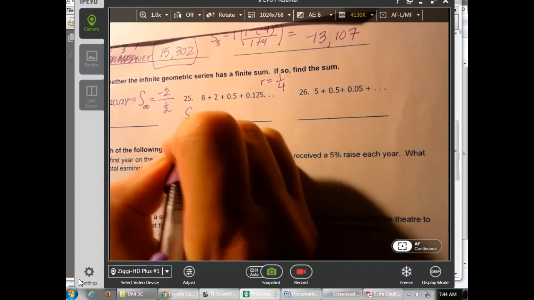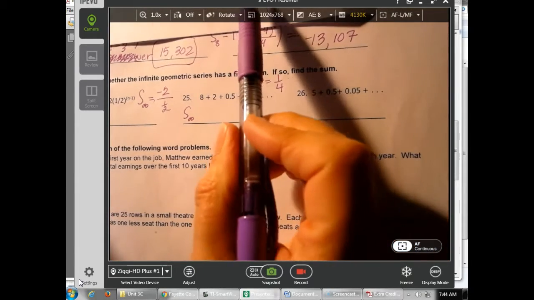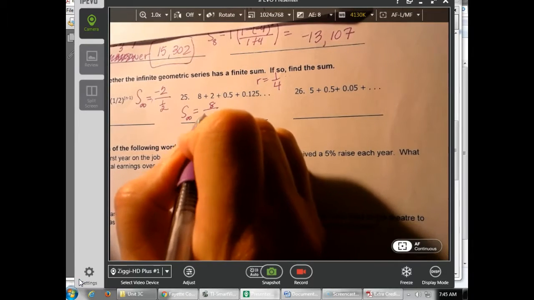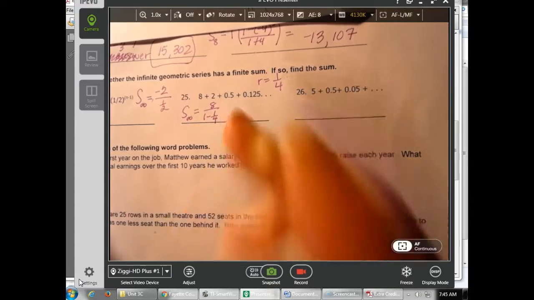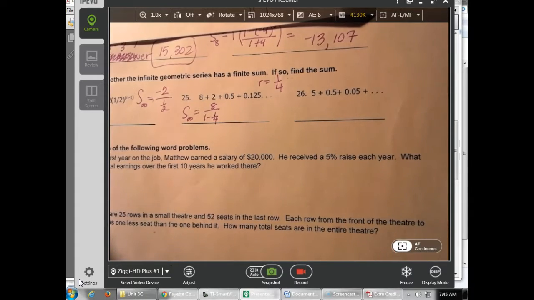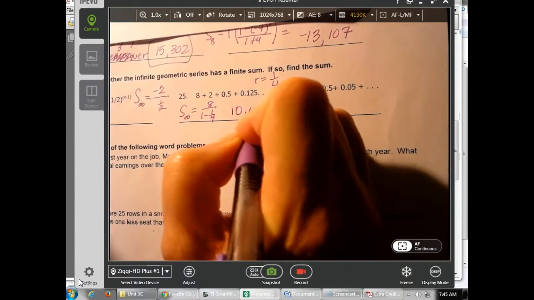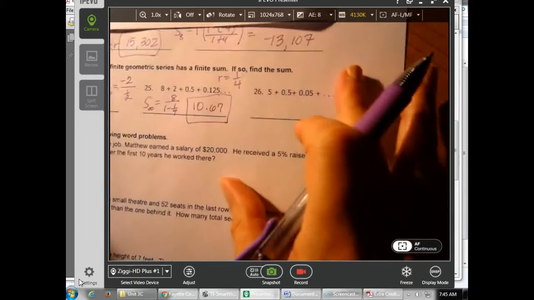So we're going to sum through the infinite sequence here, and I'm going to say my first value is an 8 and divide that by 1 minus 1/4. Okay, so that is going to be 8 divided by 3/4. So you get 10.66, so it's really 10 2/3. Well, it's 10.67, rounding it off. And there you go.